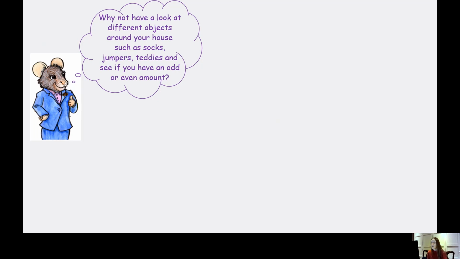And you could also have a go at sharing out, for example, your teddies into two piles and see whether you can do that. If it's even, you should be able to share them into two equal piles. If you've got an odd number of teddies, you're going to have one left over if you try to share them into two piles. It might be quite fun doing a bit of sharing.